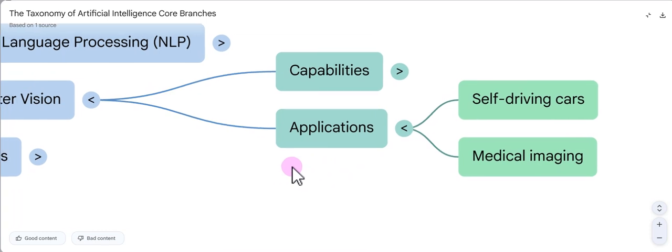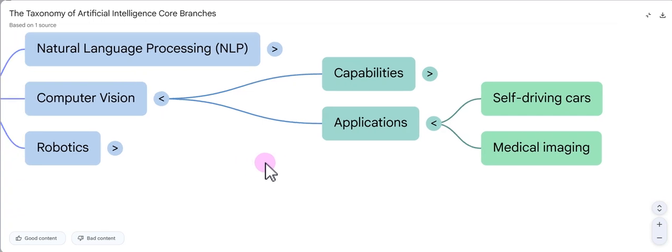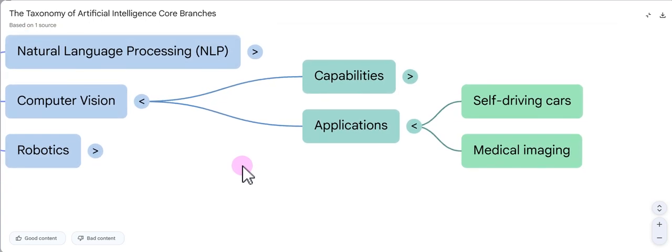It has to interpret depth and intent. I mean, if it sees a ball roll into the street, a really advanced system might predict a child could follow that ball. That's interpretation, not just recording. It's predicting the future based on what it sees.